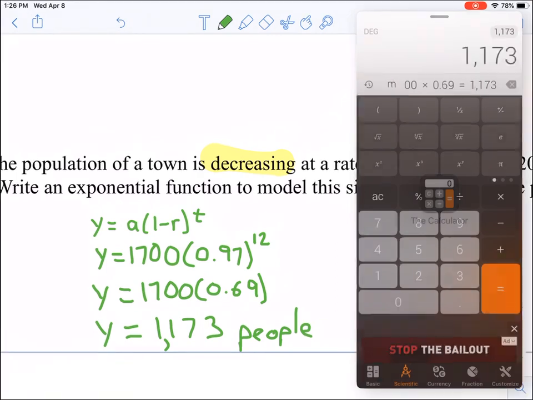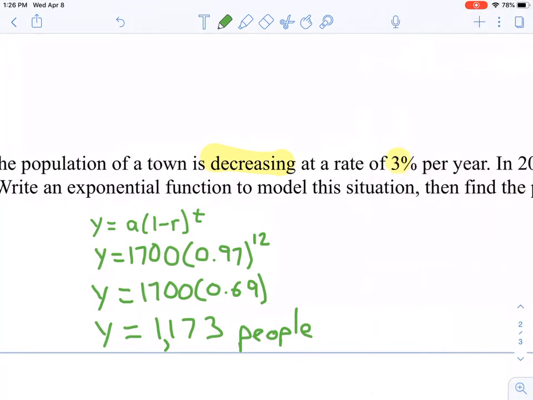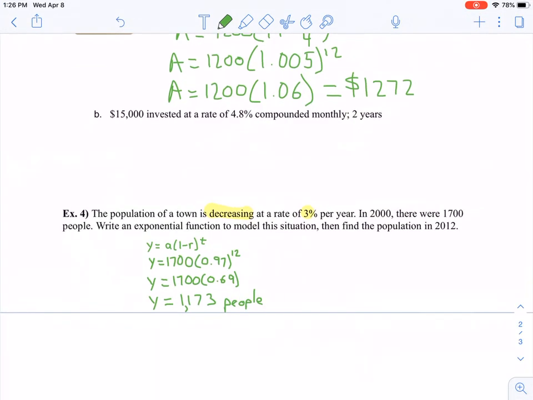And there are your 4 examples of exponential growth and decay. And that should give you everything you need to complete the rest of the remaining examples and your homework.